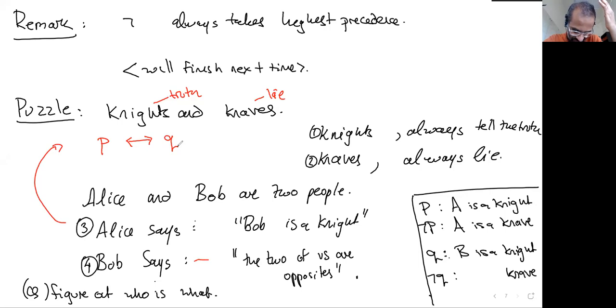Because, well, Alice is a knight if and only if Bob is a knight, right? If Alice is a knave, then Alice is lying, and then Bob is also a knave. Similarly, if Bob is a knight, then this implies that what Bob is saying is true. And what Bob is saying is that the two of us are opposites, and you can write that in propositional logic as P and not Q, or not P and Q.